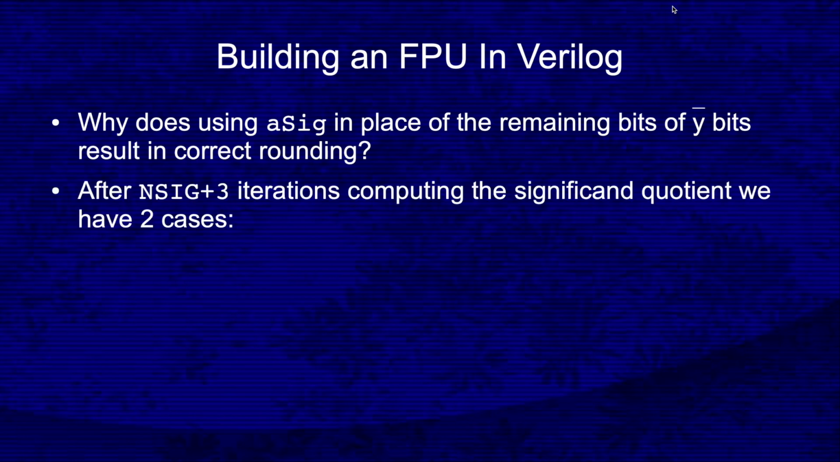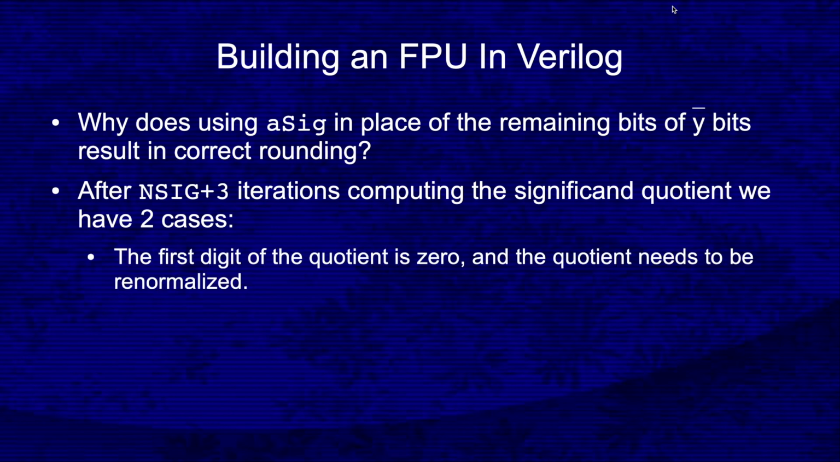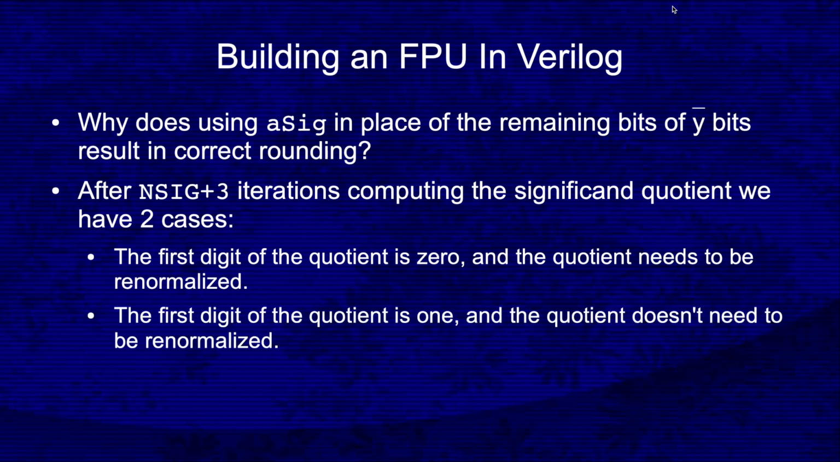After NSIG plus 3 iterations computing the significand of the quotient, we have two cases. The first digit of the quotient is 0, and the quotient needs to be renormalized. Or, the first digit of the quotient is 1, and the quotient doesn't need to be renormalized.